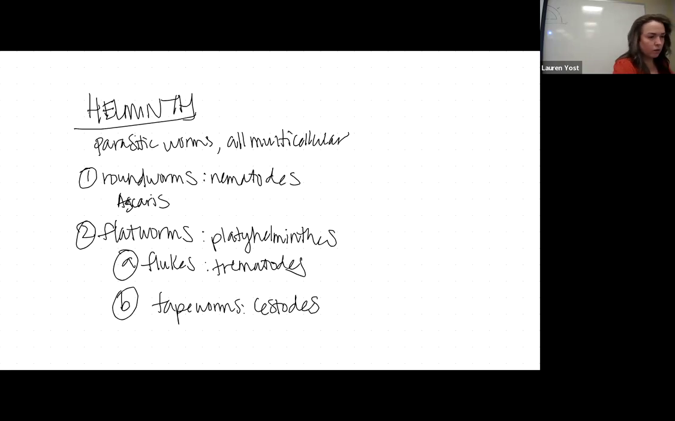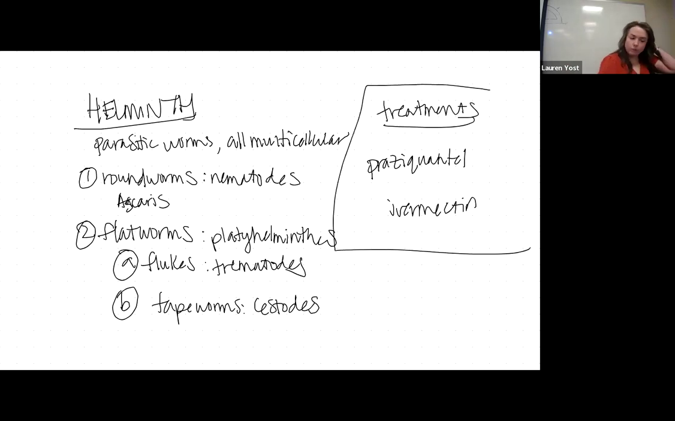We don't really learn much about the helminths until we start getting into the diseases that they cause, which I think is a more important aspect about them anyways. We already have some study guide material about the medications that help treat some of this. There are just two that we have to know about for the helminths: the praziquantel and the ivermectin, so that we can divide it up that way. Okay, so that's the basic rundown for the study sheet.